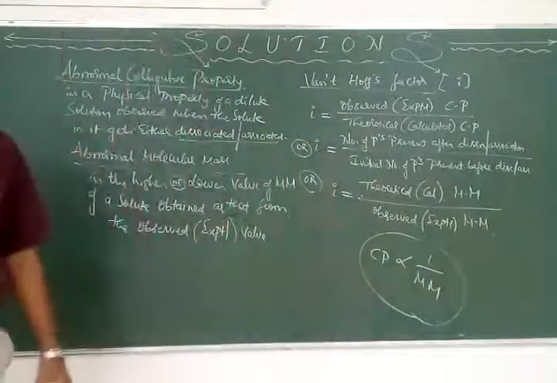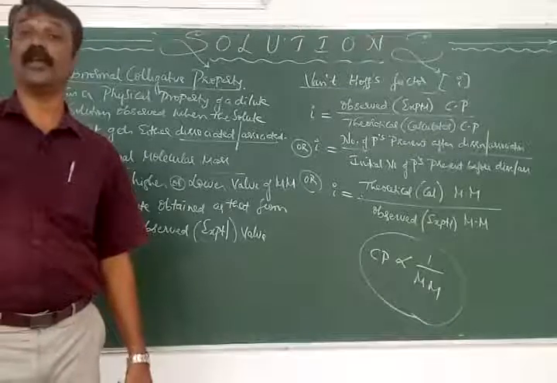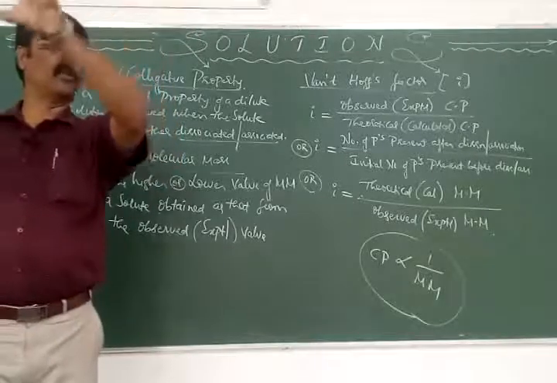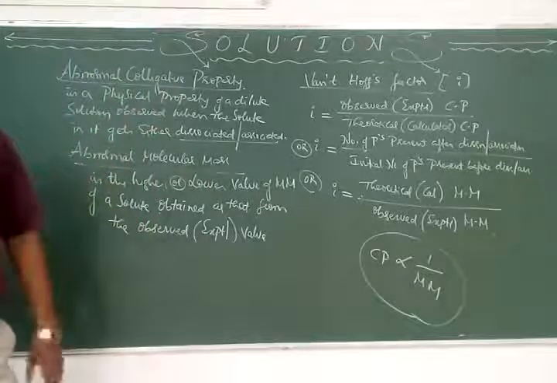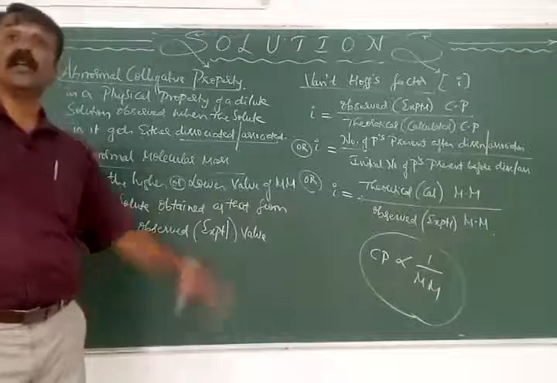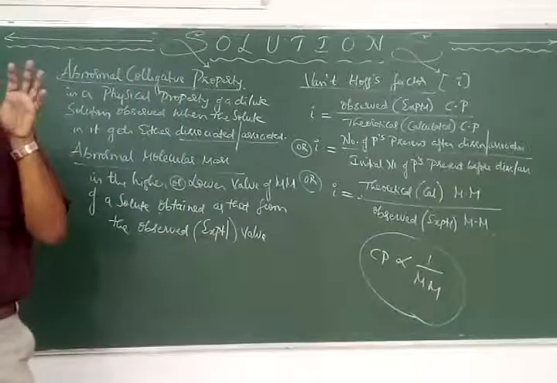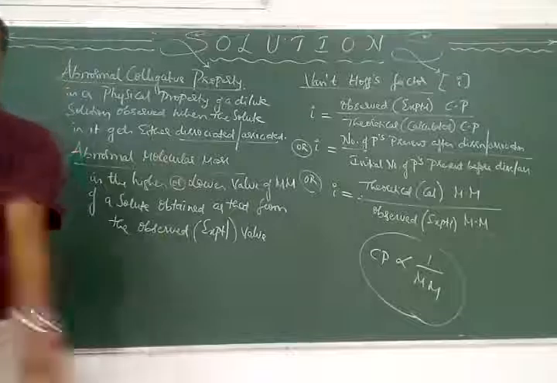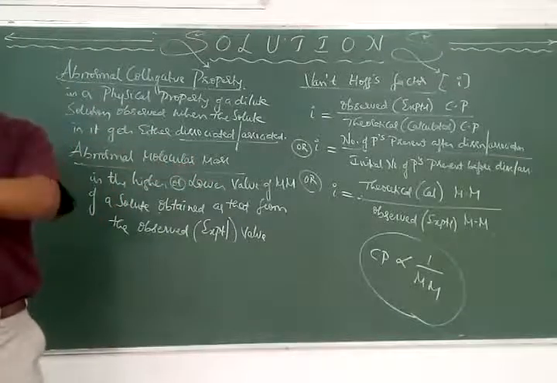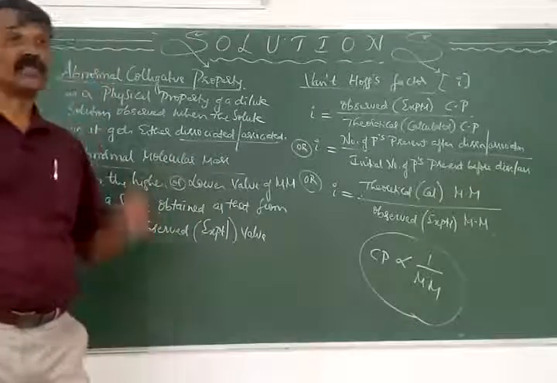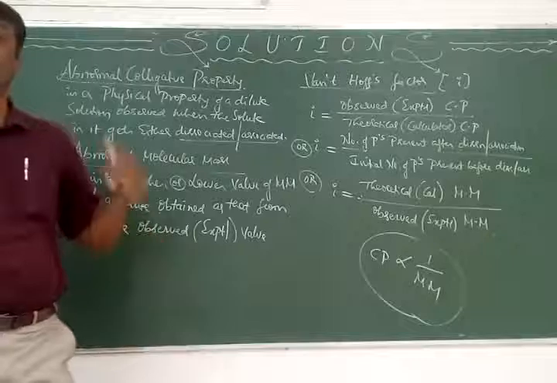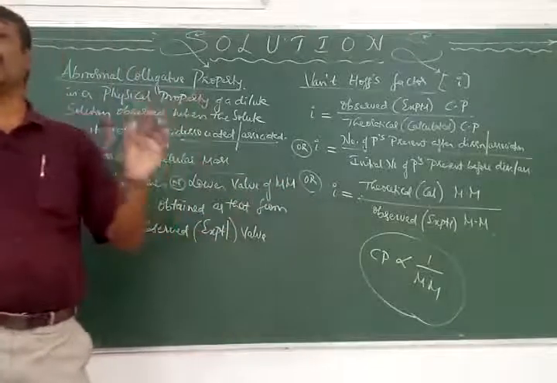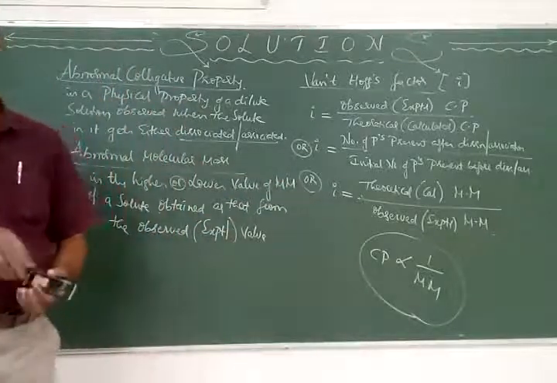Colligative properties are always inversely proportional to which mass? Molecular mass. Okay, so the Van 't Hoff factor is given by the ratio of what by what? Observed or experimental colligative property divided by the theoretical or calculated colligative property, or in terms of association or dissociation, the ratio of the number of solute particles obtained after dissociation or association, there are two possibilities here, divided by the initial number of particles present before dissociation or association. Or in terms of molecular mass, i is equal to what? Theoretical or calculated molecular mass divided by observed or experimental molecular mass. Based on that, we have taken that colligative property is inversely proportional to its molecular mass.